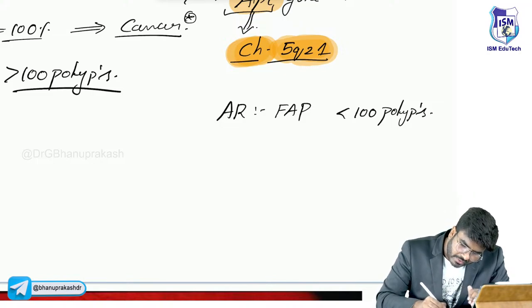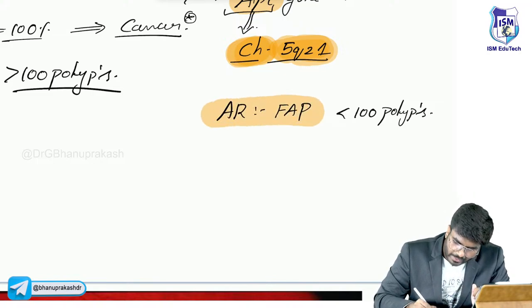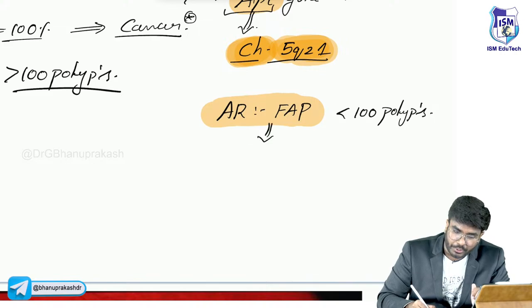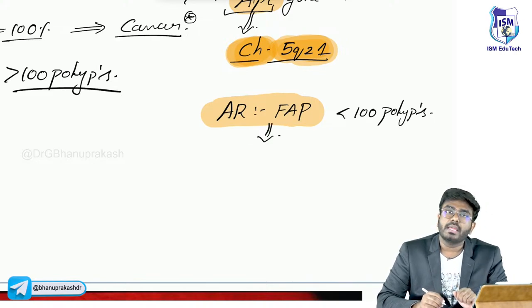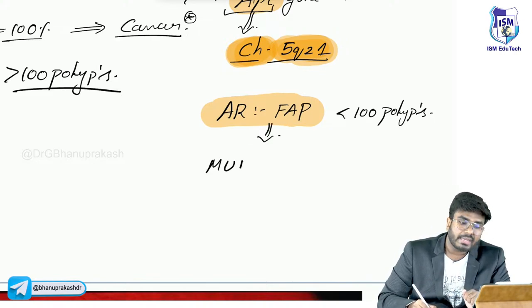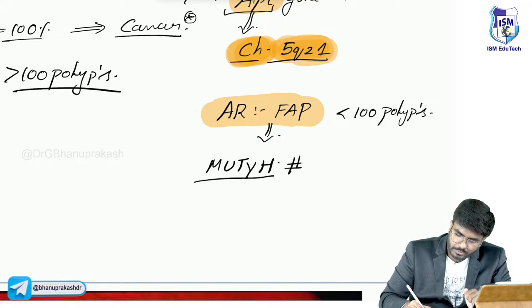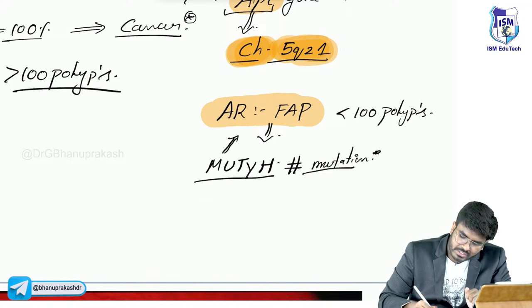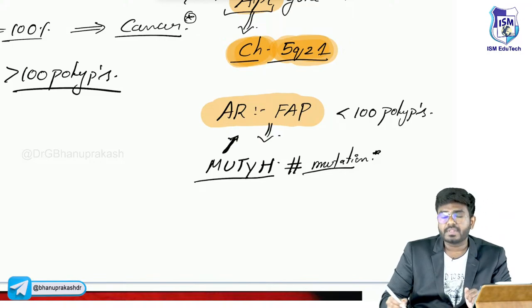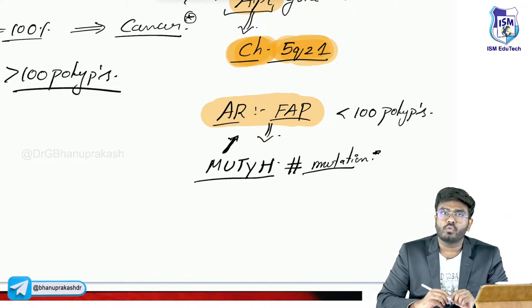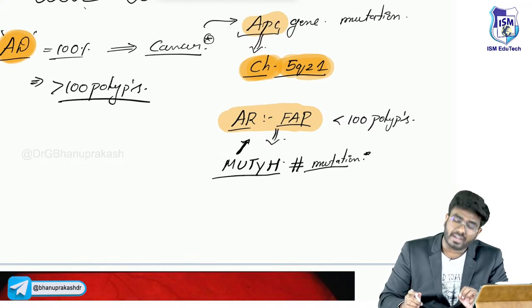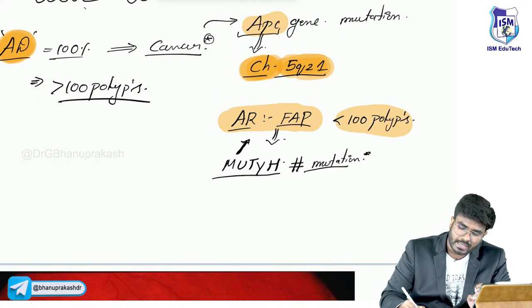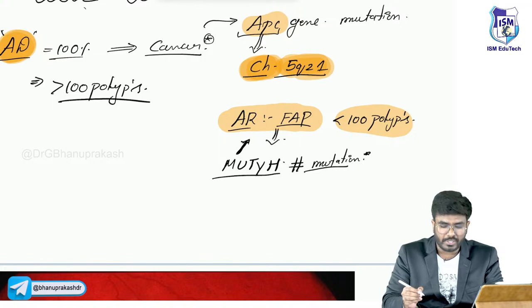Now, this autosomal recessive FAP is because of a gene mutation, not the APC gene mutation, sir. It is because of MUTYH. This is the gene, sir. MUTYH gene mutation. Important? Yes, important. MUTYH gene mutation causes autosomal recessive familial adenomatous polyposis, a less severe variety where the number of polyps is less than 100.